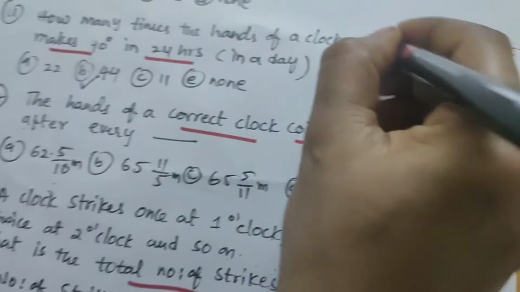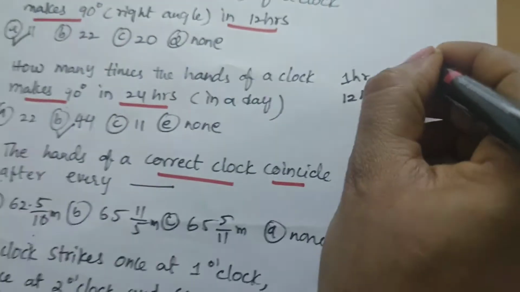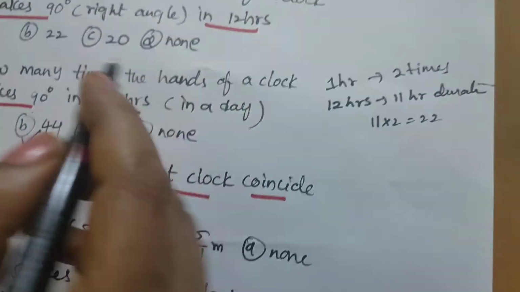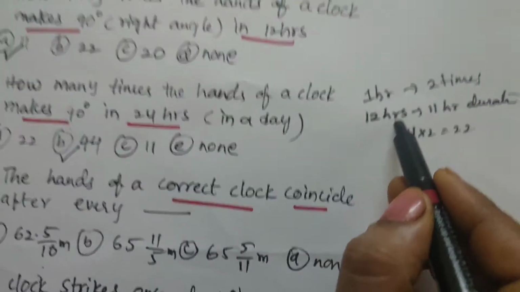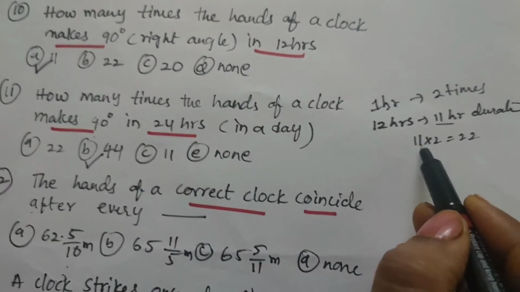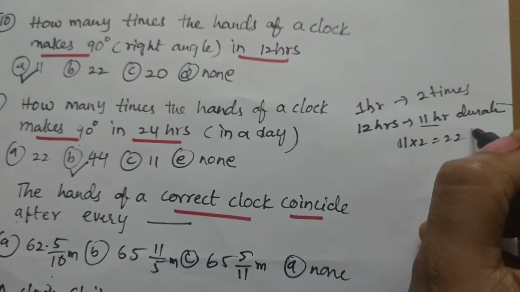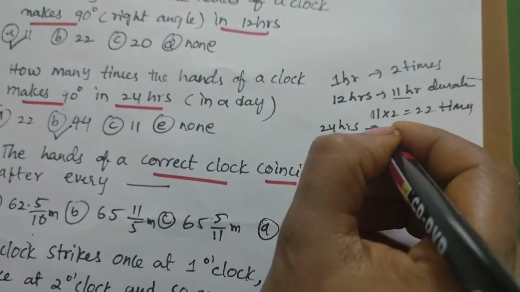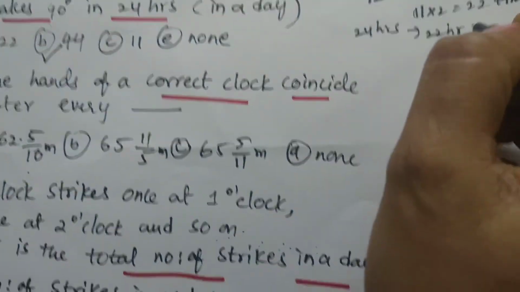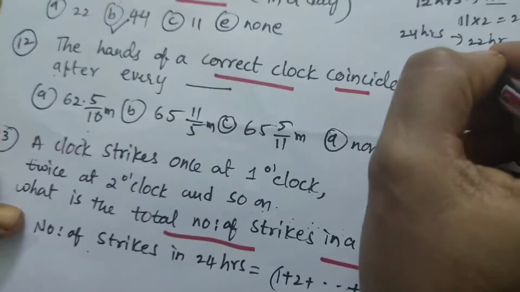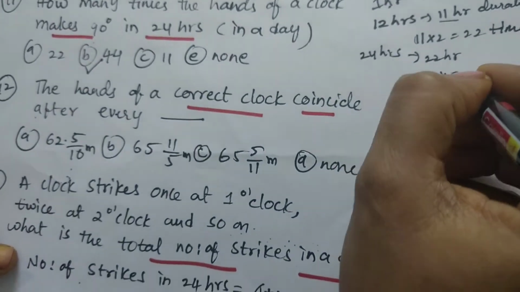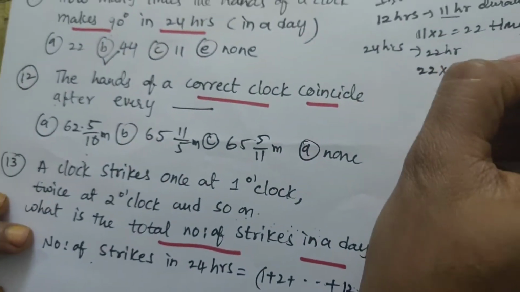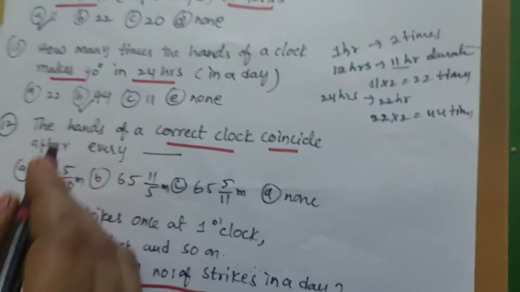Whereas in 1 hour, the hands make 90 degrees 2 times. So in 12 hours, that is in 11 hours' duration, they do it 22 times. So in 24 hours we have 22 hours of duration, that is 22 into 2, so 44 times. We have to calculate like that.